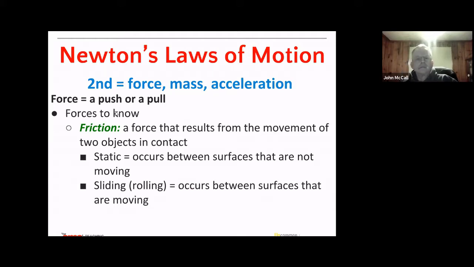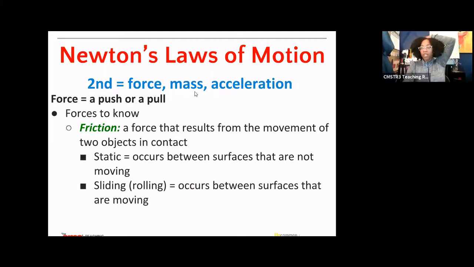So again, I'm not going to focus too much on the equation F equals ma. I really want to talk about these forces quickly because this is where they try to get you. So in physics, a force is anything that has some oomph to it. It can be a push or it can be a pull. There are a couple major forces to know, and the first one is friction.